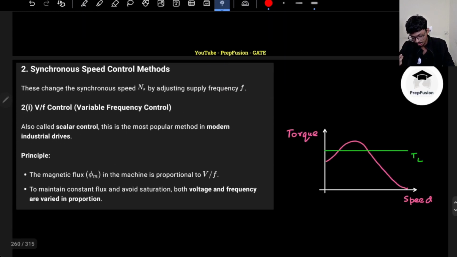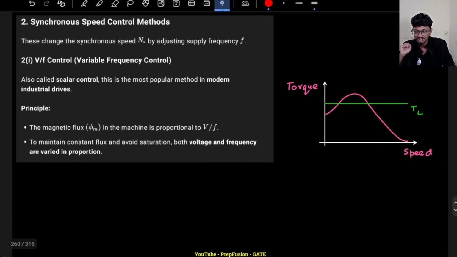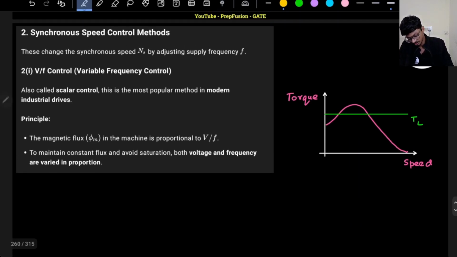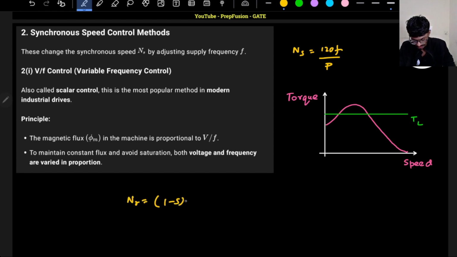Now we will go to the third kind of speed control, that is V by F speed control. Again we know the synchronous speed ns is 120 f by p. If I am able to control ns, then the rotor speed will be controlled, because nr is (1 minus s) into ns, right?